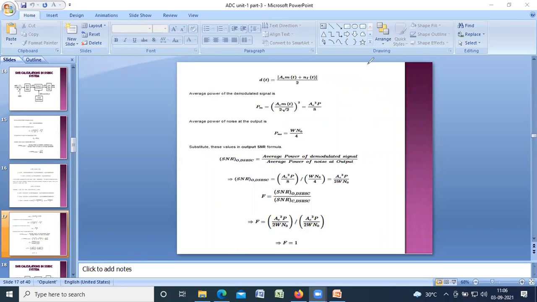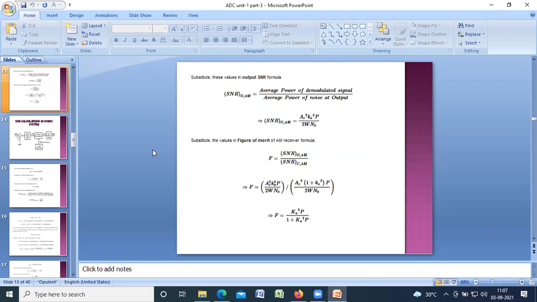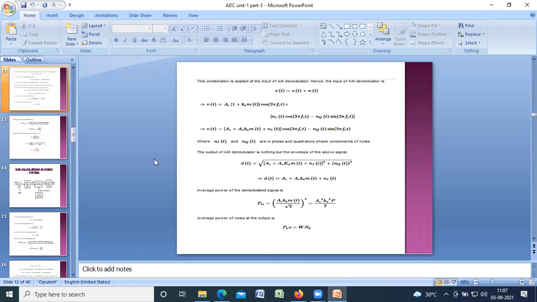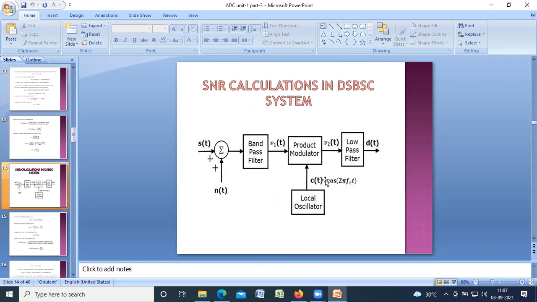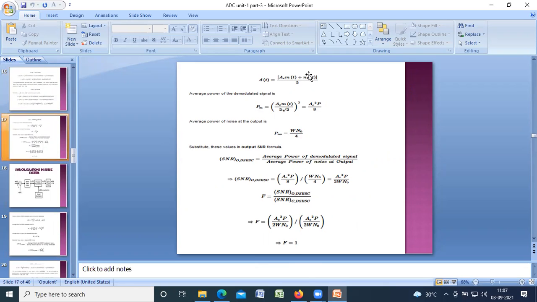And the second is the noise power at the output. In the last case, what was the noise power? That is W N naught. See here. In this case, it is W N naught by 4. Why? Here the NIT component was NIT only, that is the in-phase component. But here it is NIT by 2 in-phase component. So in this case, the average power of noise at the output is Pn naught equal to W N naught by 4, where W is the message bandwidth.